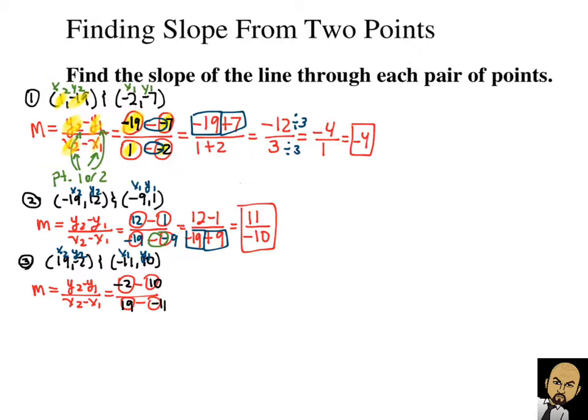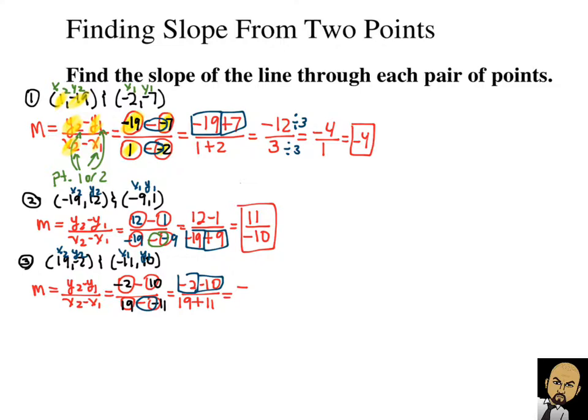So now we want to rewrite our ratio, our slope, our rise over run without the dumbbells. So our numerator, we got negative 2 minus 10, and that's negative 2 minus 10. Our denominator, we have 19 minus negative 11. We got the double signs, that becomes positive, so we end up with 19 plus 11. And now we got to simplify our rise and our run.